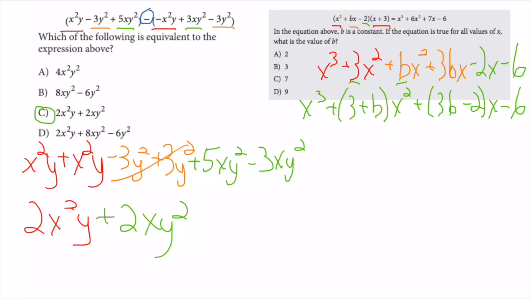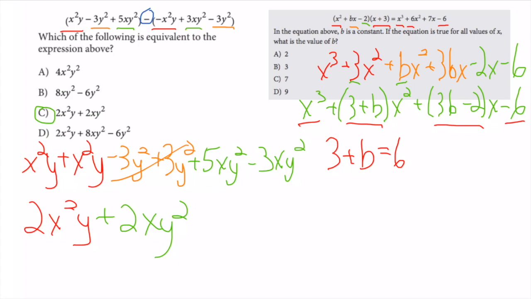Okay, so looking at this, my x cubed here is the same as my x cubed here. My negative 6 here is the same as my negative 6 here. So the only coefficients I now have to worry about are the ones that have a b in them. So the coefficient of x squared. Okay, so what I'll do now is I'll compare this 3 plus b to the coefficient of x squared up here. So I have 3 plus b equals 6.